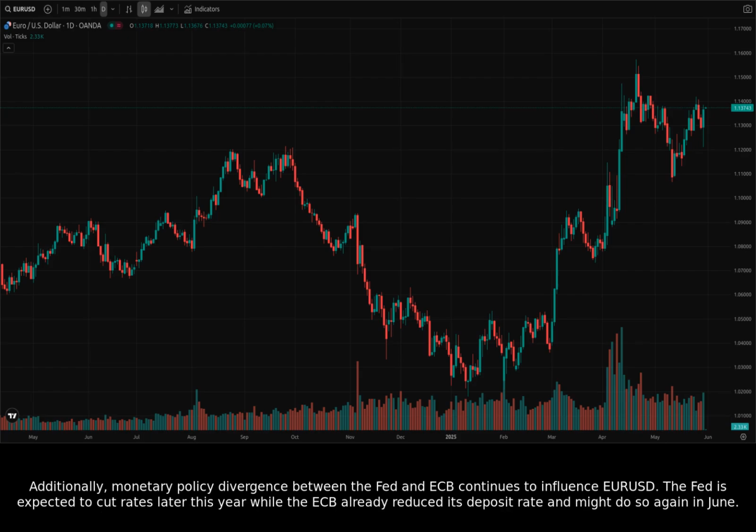Additionally, monetary policy divergence between the Fed and ECB continues to influence EURUSD. The Fed is expected to cut rates later this year, while the ECB already reduced its deposit rate and might do so again in June.